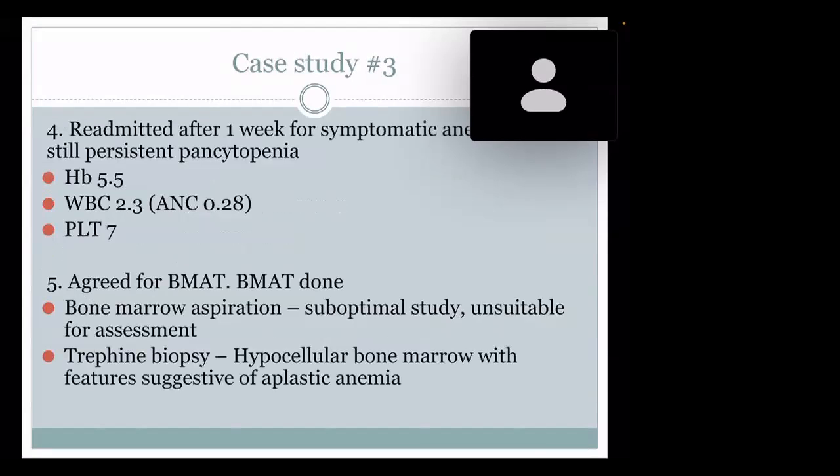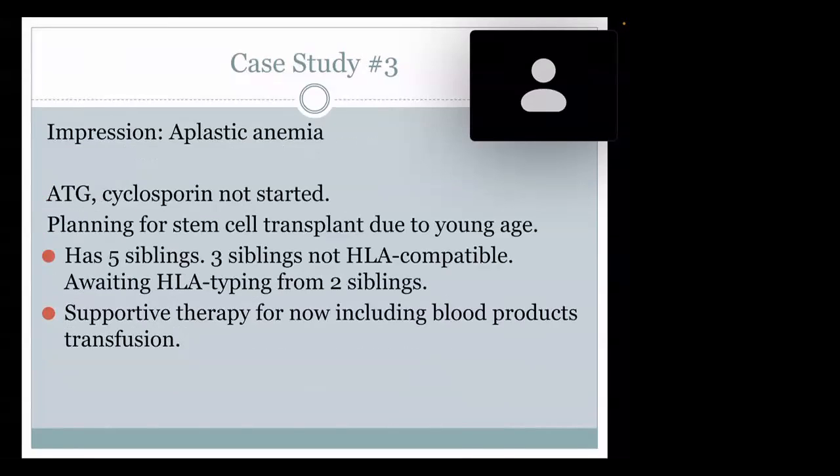After 1 week, unfortunately, she was admitted to a district hospital again for similar complaints of symptomatic anemia. Full blood count repeated still noted persistent pancytopenia: HB 5.5, white blood cell 2.3, ANC of 0.28, platelet of 7. This time she finally agreed to bone marrow aspiration and trephine biopsy. The aspiration was a suboptimal study, unsuitable for assessment, but luckily the trephine biopsy was read as a hypocellular bone marrow with features suggestive of aplastic anemia. Subsequently, she was transferred over here for aplastic anemia.